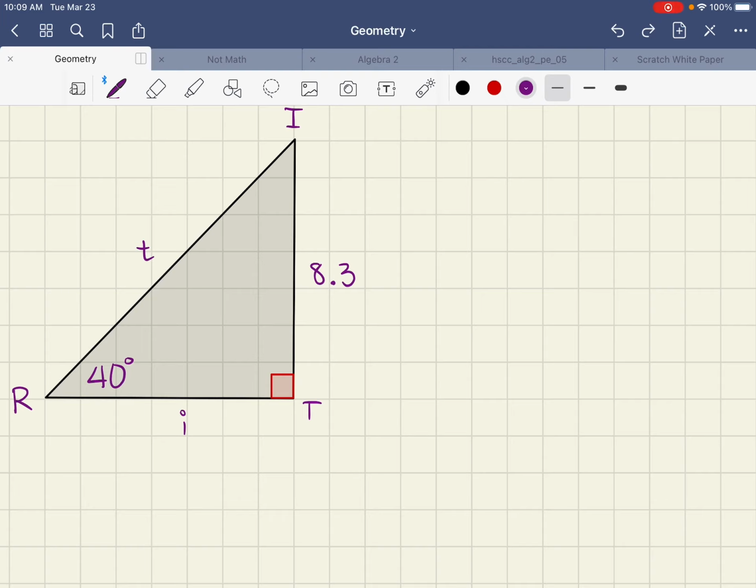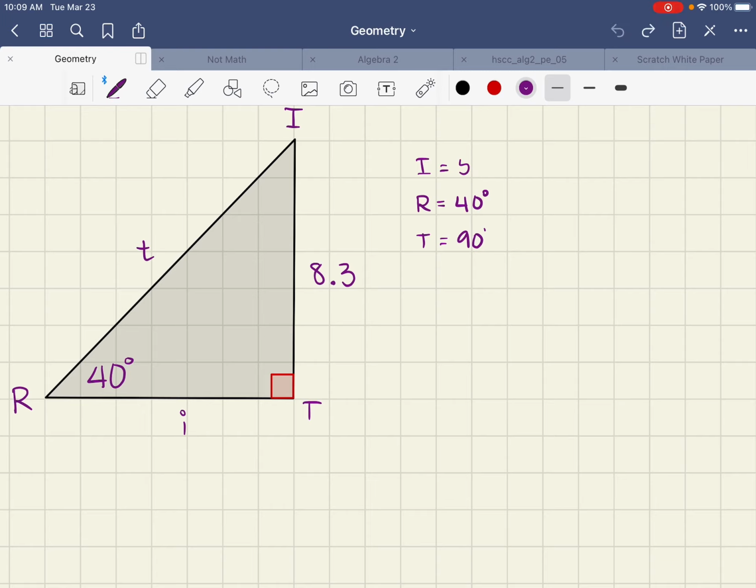So I need to find all the angles. The only angle I don't know is angle I, right? I know what angle R is, and I know what angle T is. Angle T is 90 degrees because of that little red square. This is why it's a right triangle. Angle R is 40 degrees. And then angle I, since the angles of a triangle add up to 180, I know that angle I has to be 50.